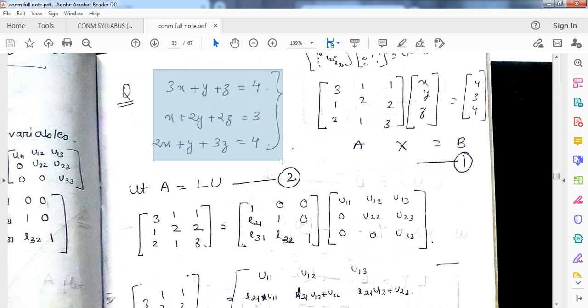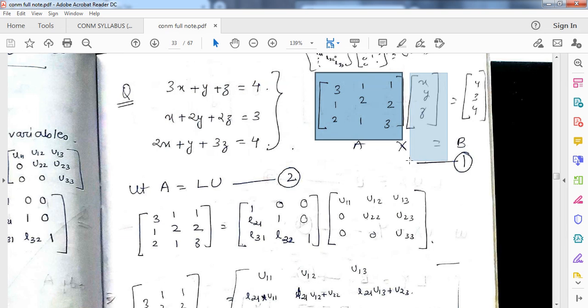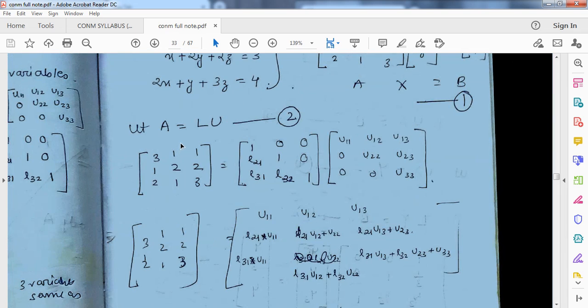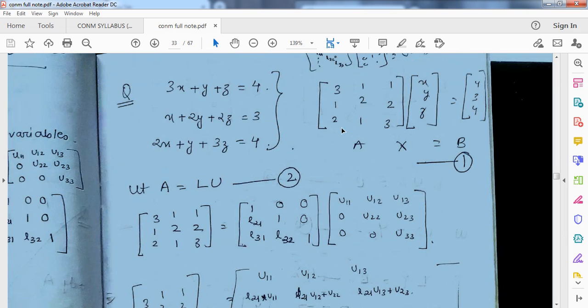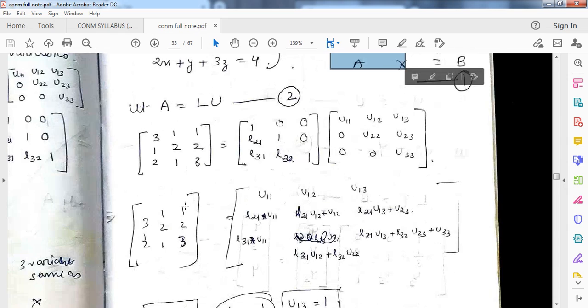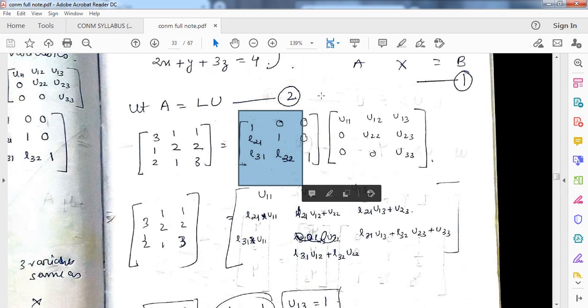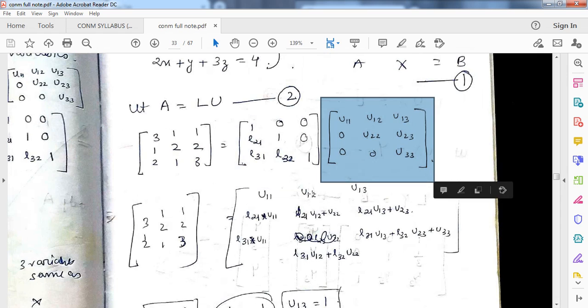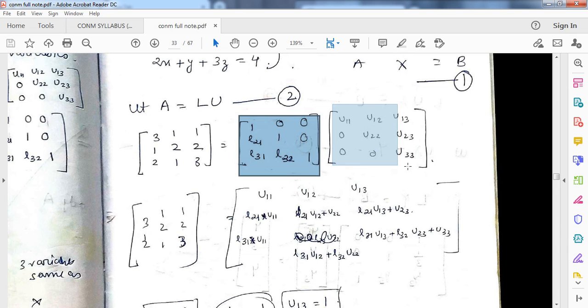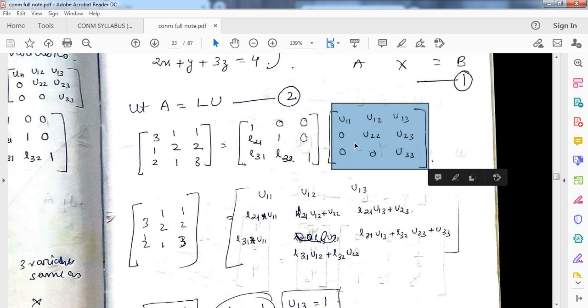So let's see this example. This is a simultaneous equation. We have converted it into AX is equal to B. Now this A, I'm assuming to be a matrix of this form, A is equal to L and U. L and U I have selected in such a way that when they multiply, I get my A. Since these values are unknown to you, your first priority will be to find them.